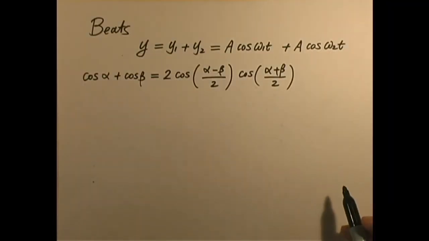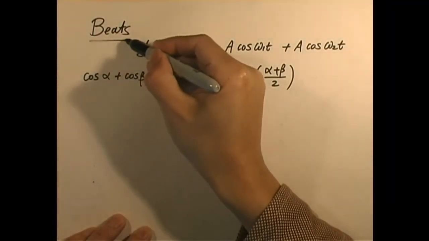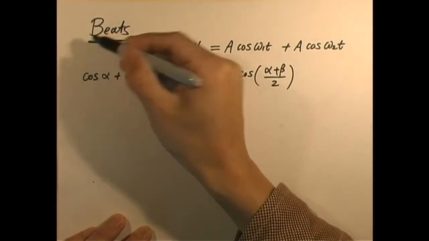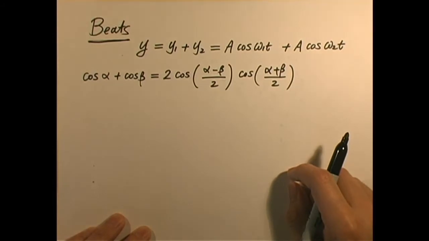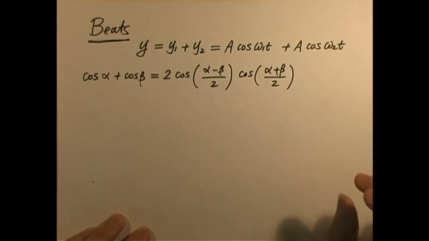Another interesting phenomenon is called beats. This is otherwise known as interference over time, not over space. Okay, what do I mean by that? Well, suppose I look at two oscillations happening at the same moment.